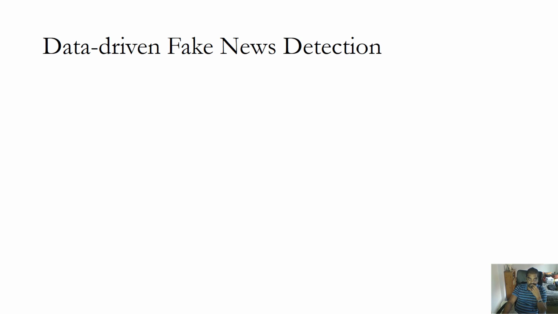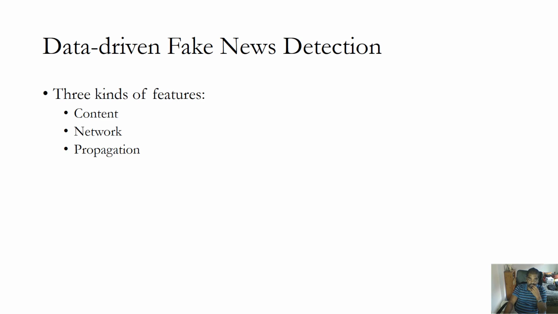So let's look at data-driven fake news detection. This has been an area which has seen tremendous amounts of activity over the last several years. There are three kinds of features. One is content, one is network, and the third one is propagation. Network is the social network structure underlying the fake news ecosystem. It could be, let's say you're tweeting some content, then you have a social network embedding which is formed by the people whom you follow, the people who follow you, etc. And propagation information is about the likes, the shares, the retweets, and those kinds of things that you get.